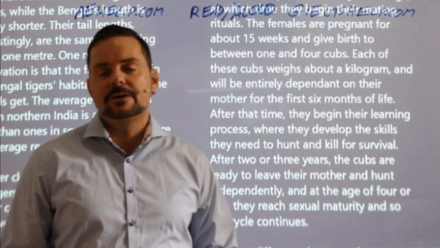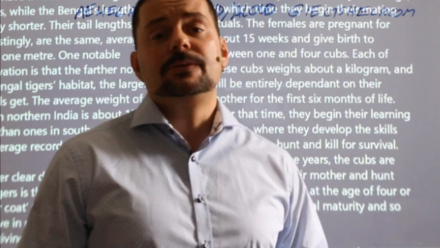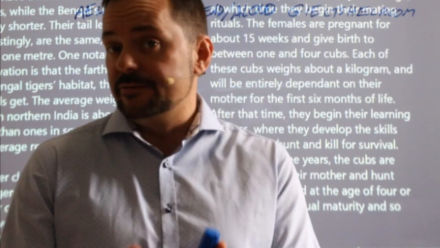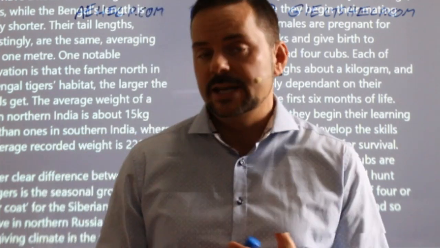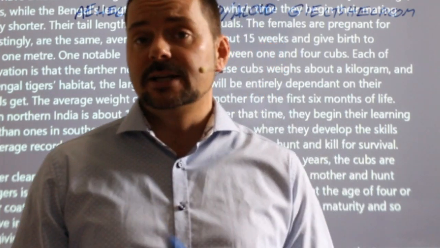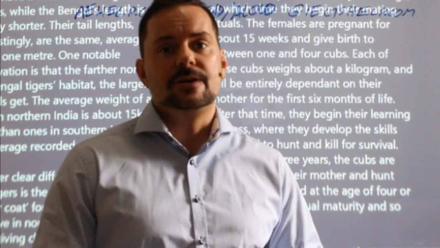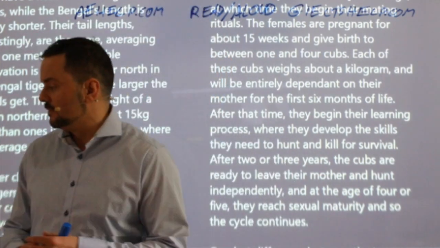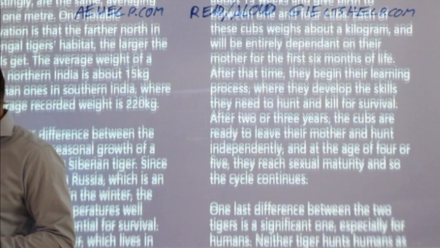What is this paragraph about? It's about the tiger's eating habits, the differences, visualize that, and about their reproductive cycles, okay, how they reproduce, the number of young that are born.